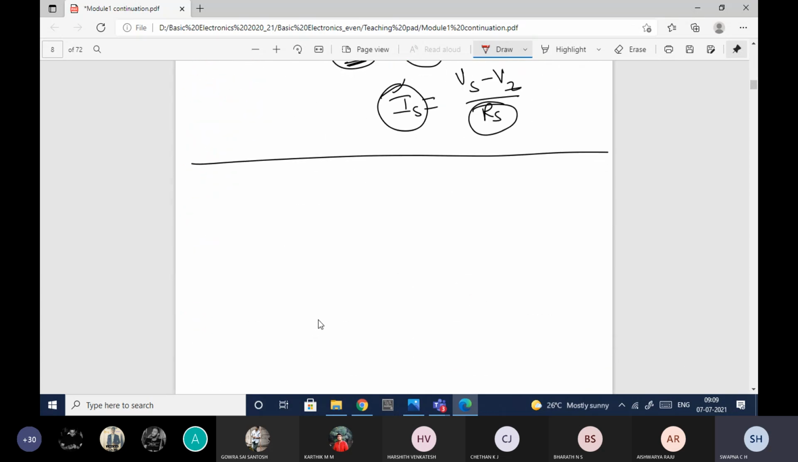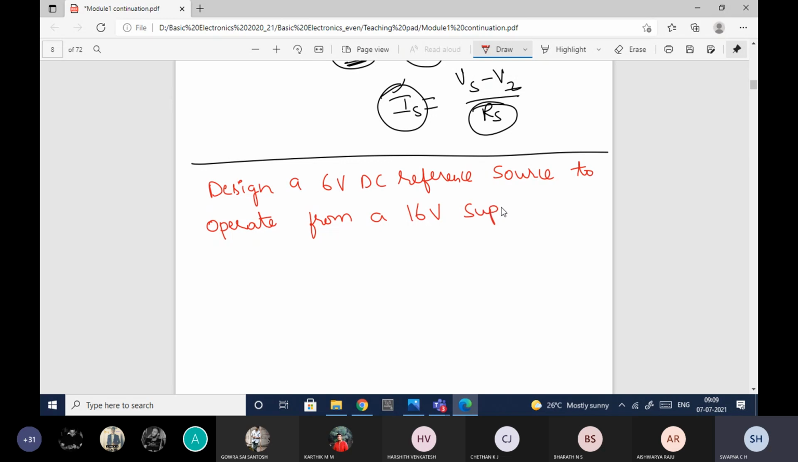Now we'll go ahead with the next problem. We have already solved one problem, now we'll go with the other problem. So note down the question. Design a 6 volts DC reference source, to operate from a 16 volt supply.